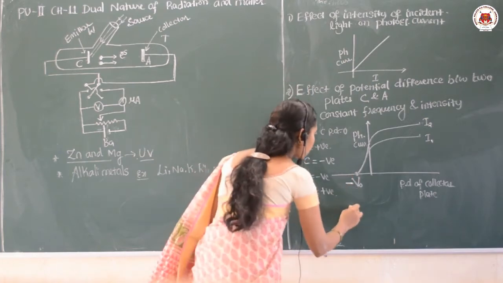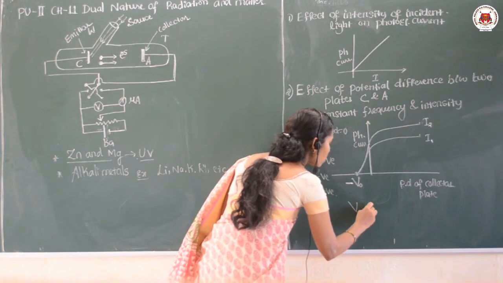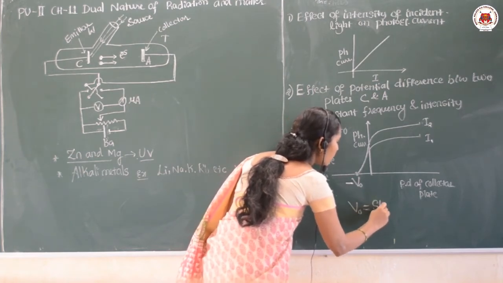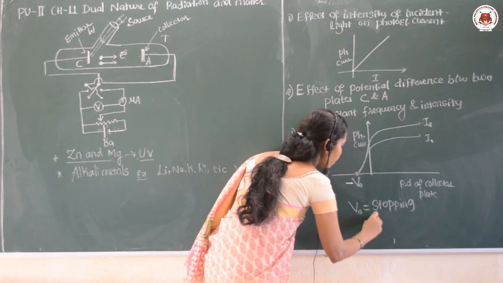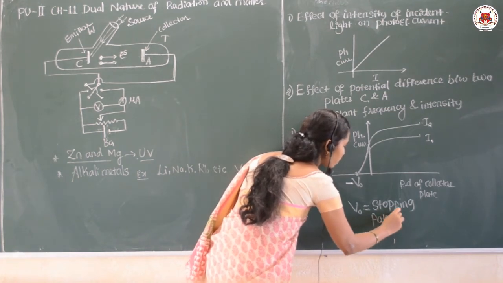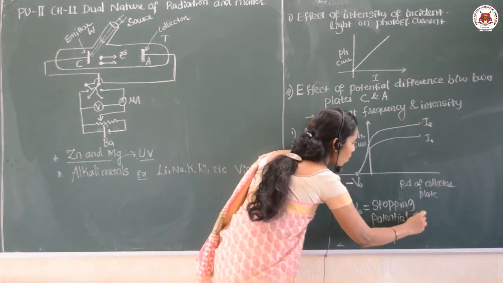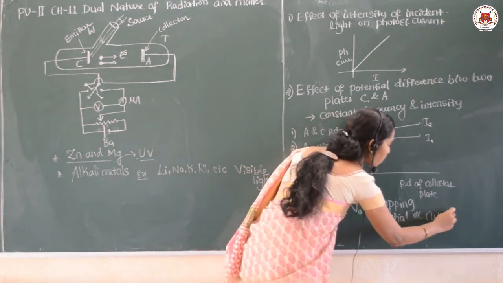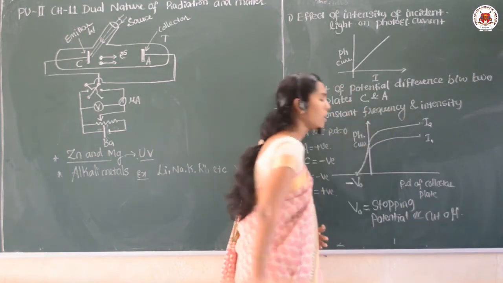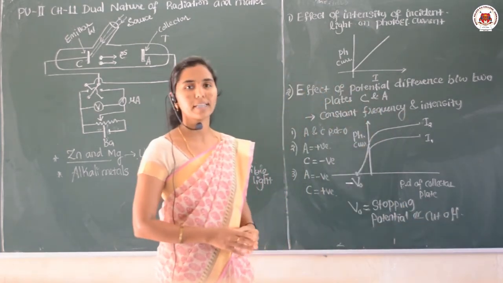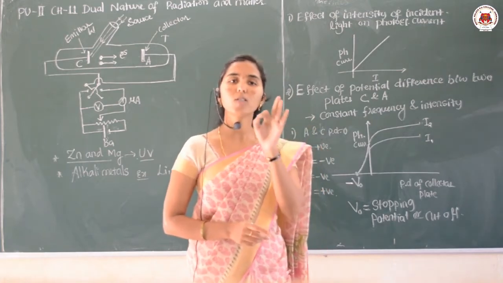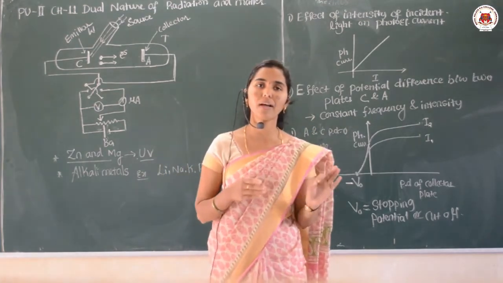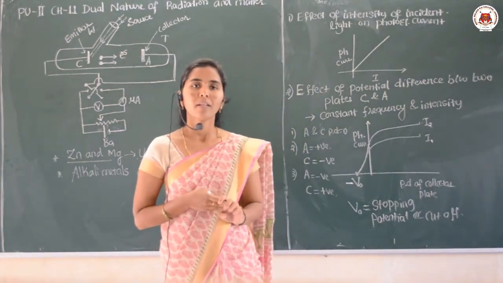What is V0 called here? V0 is called stopping potential. Or it is also called cutoff potential or the stopping potential. Then if a question comes, define stopping potential.